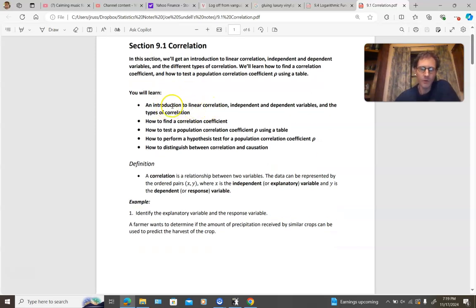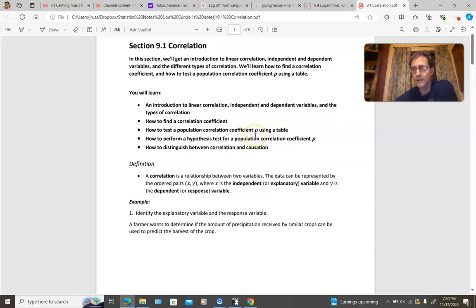So we're going to learn an introduction to linear correlation. Now, there are other types of correlation. Okay, I want to point that out, but the only thing we're going to look at is linear correlation. And then the difference between an independent and dependent variable, and then the types of correlation. And then furthermore, how to find what's called a correlation coefficient, how to test a population correlation coefficient, rho.